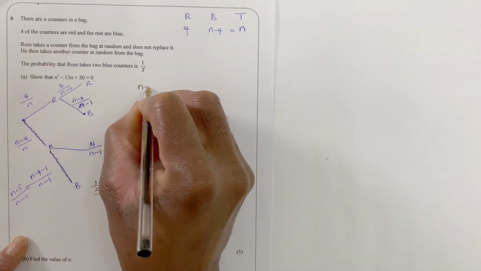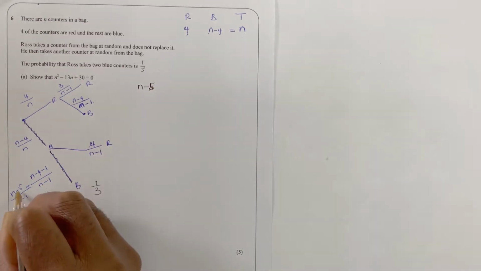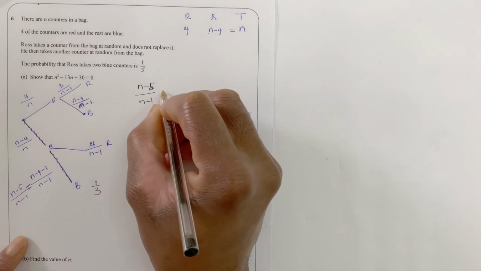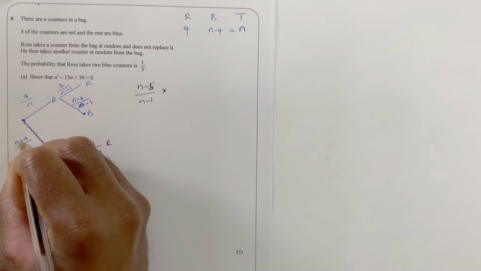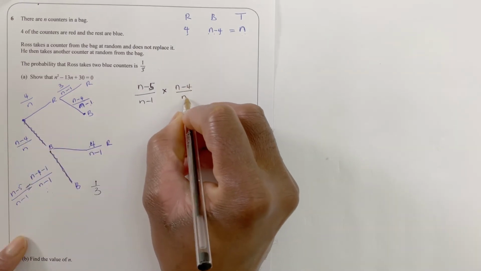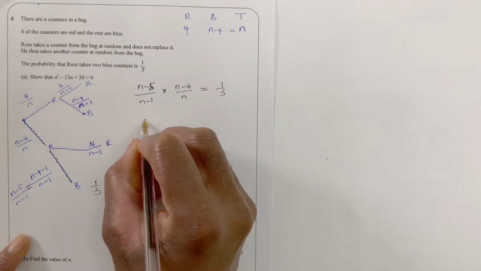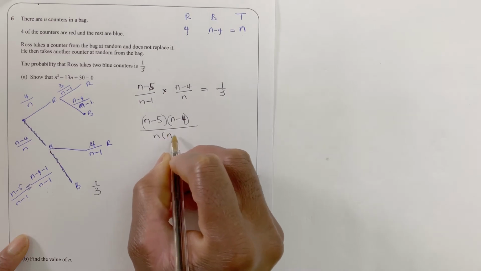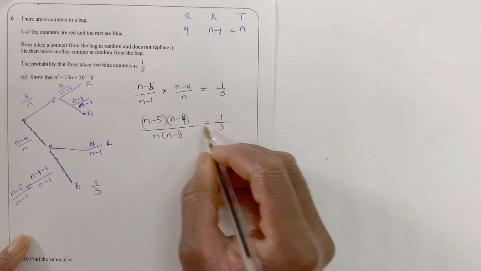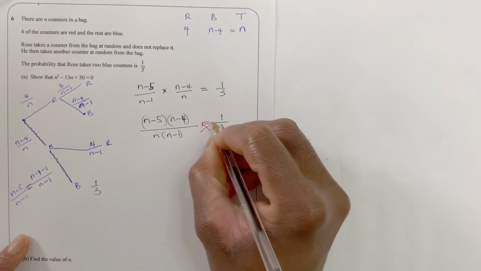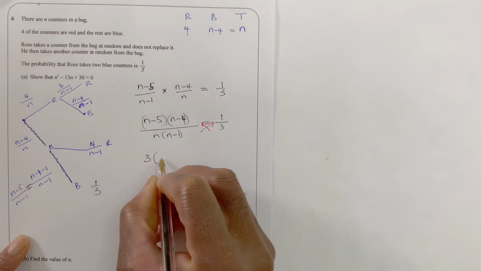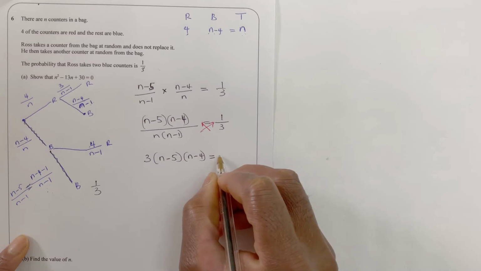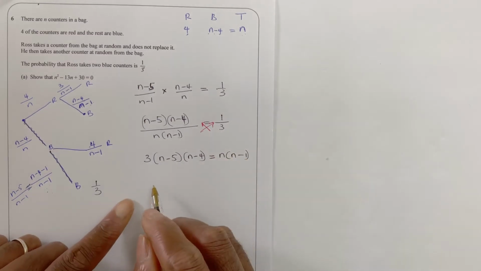So I can start by saying n minus 5 over n minus 1, times n minus 4 over n, and that equals 1/3. So we've got n minus 5 into bracket n minus 4 over n into bracket n minus 1 equals 1/3. Cross multiply, and you will get 3 into bracket n minus 5, n minus 4, equal to n into bracket n minus 1.